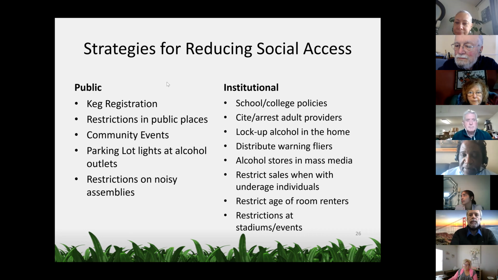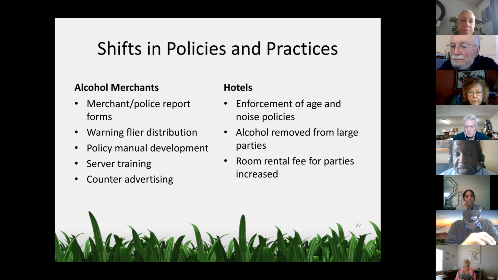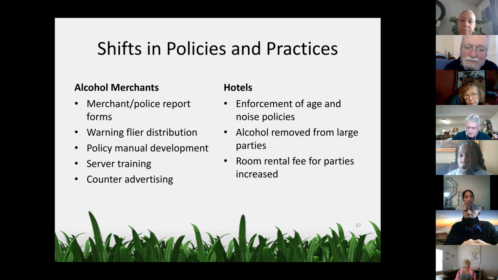Also, we've seen shifts in policies and practices from merchants, from policy manual development to server trainers now. One of the best things that's happened is that they're training bartenders on when not to serve too much alcohol, and training people who are selling to minors for tobacco, or even now marijuana.